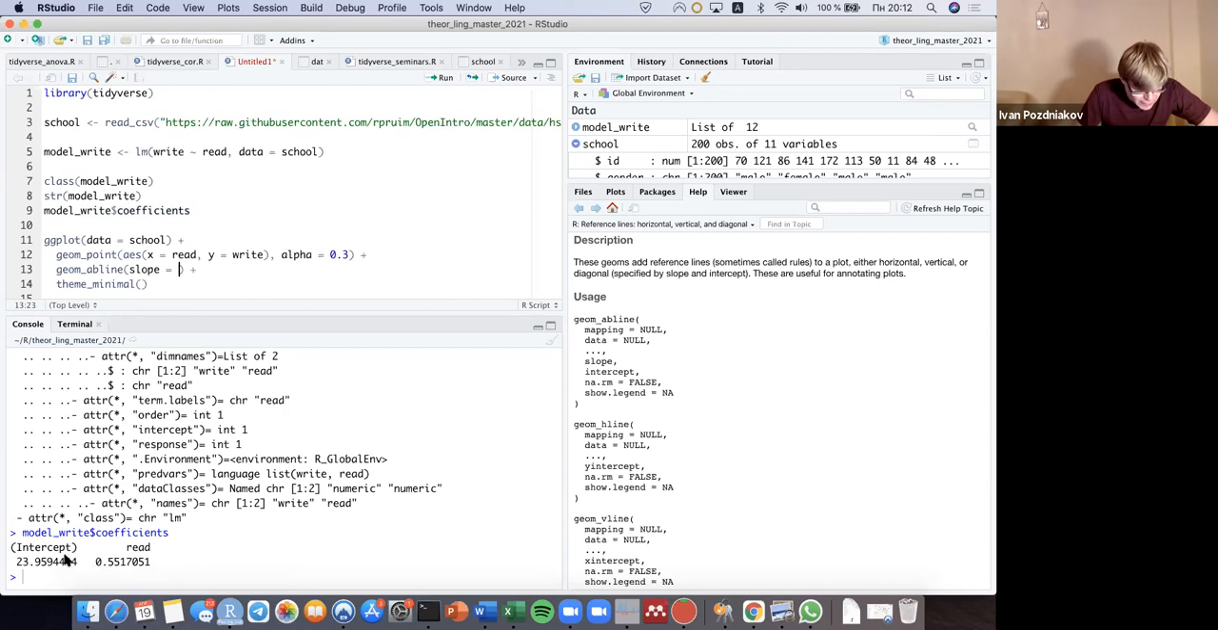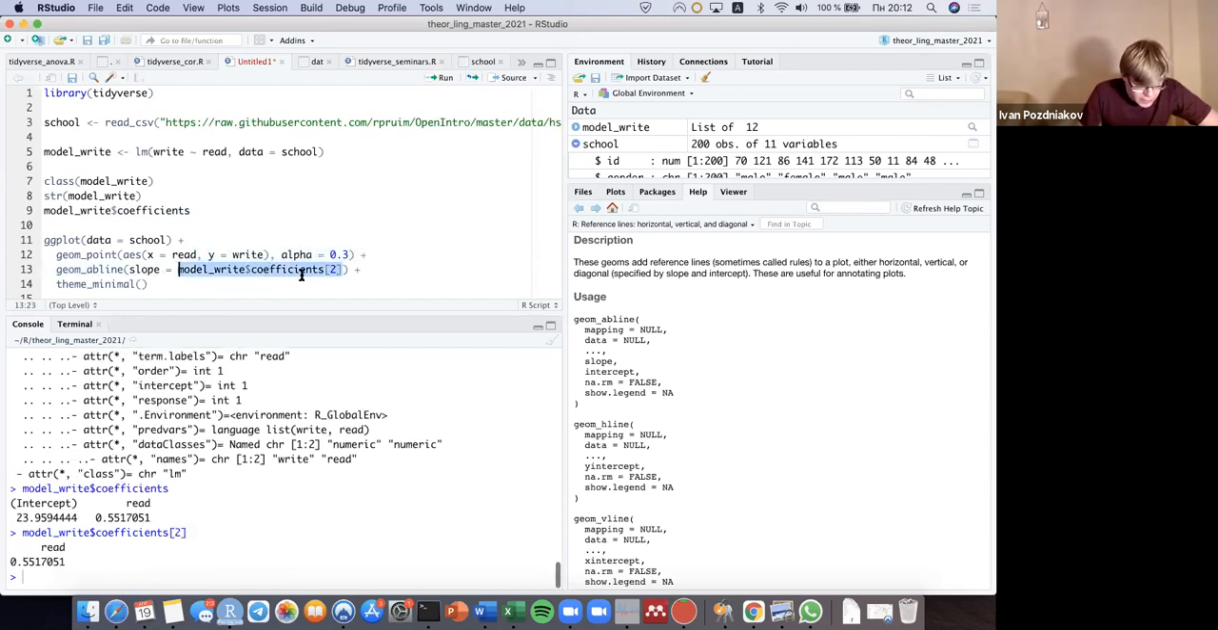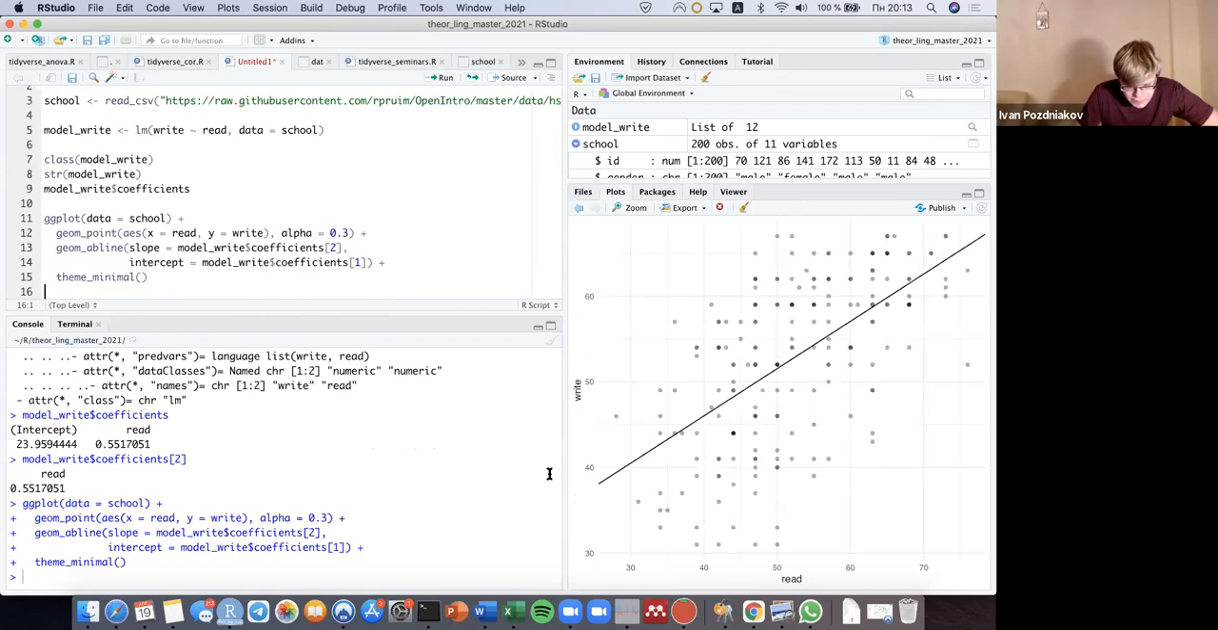just a named vector of length 2. So for the slope, we use this one will be red, and for intercept we use model dollar coefficients. Oh, I forgot this. I had an extra white space. And for intercept, I use the same model coefficients, but 1, because the first one is for intercept. Okay. And let's see how it looks.